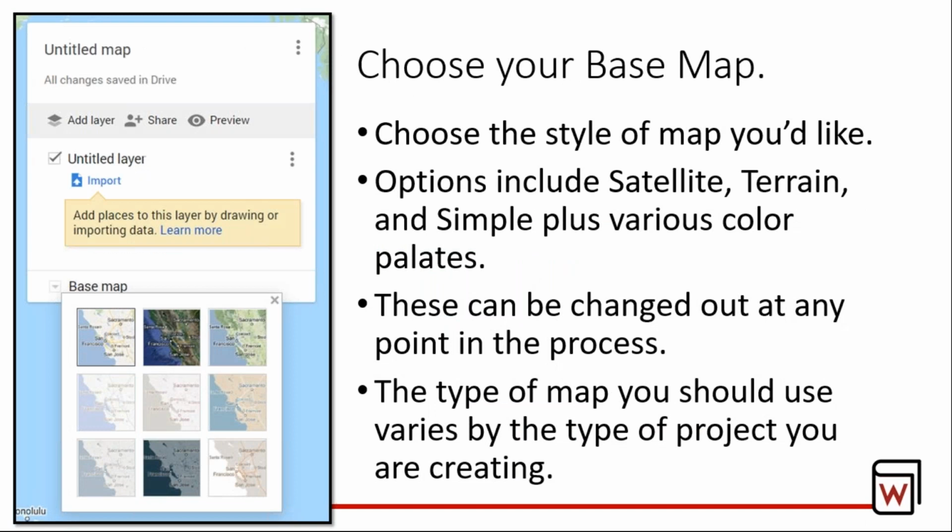You can also choose your base map. So there are 9 different options for the style of map you'd like to use. These include everything from satellite maps to terrain maps, political maps, different color combinations. You can change these out at any point in the process. Sometimes it's helpful to create your map while using satellite views so you can see buildings or property lines more easily. And then before you share your map, you might want to switch it to a different color palette or a simpler view. It's really your choice.